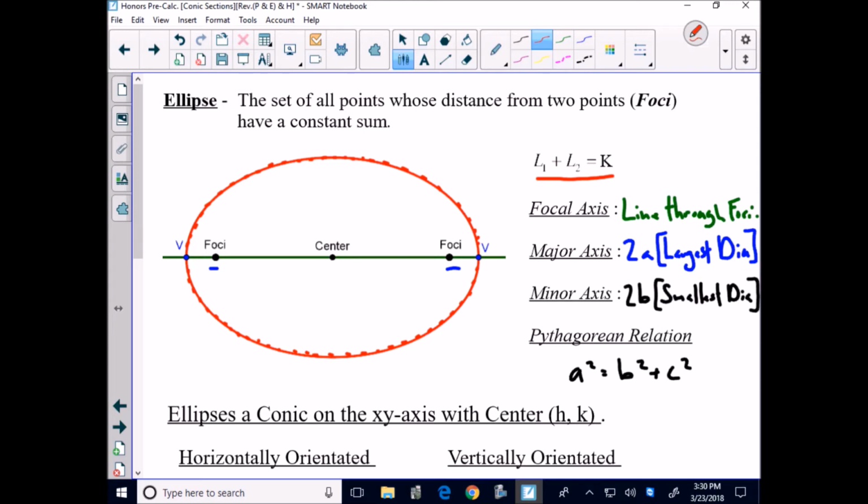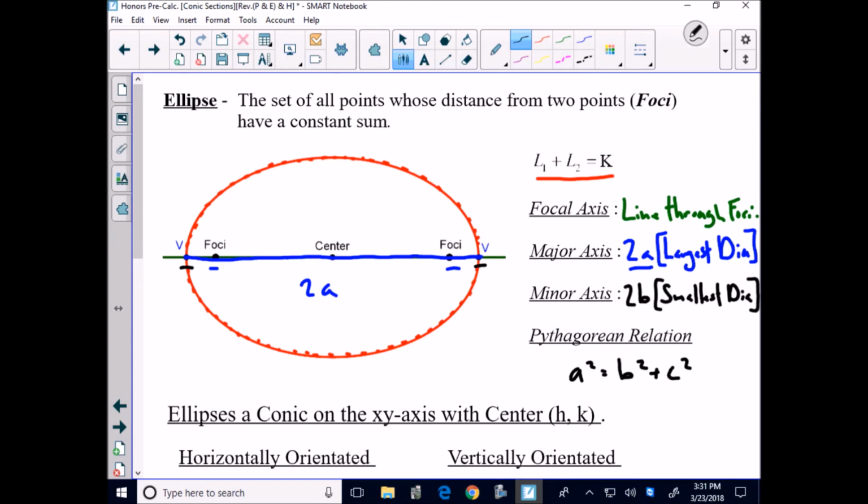So right here, we have the focal axis as the line through the 2 foci. And we say that the major axis is the largest diameter. And we say that the major axis is on the focal axis. And we say that this major axis is a length that we're going to call 2a, right? So this whole length is 2a. And we say that the vertices, of which we also have 2 for our ellipse, are at either end of the major axis, or this largest diameter.